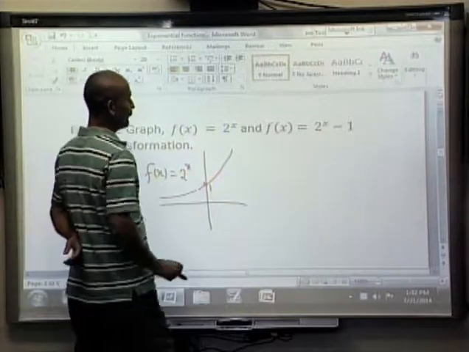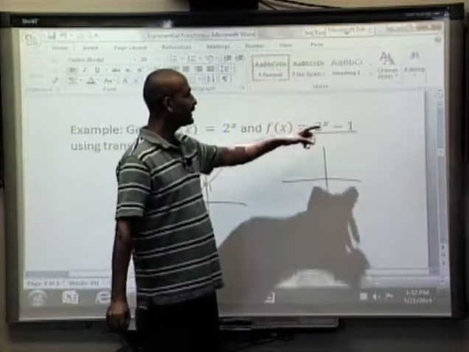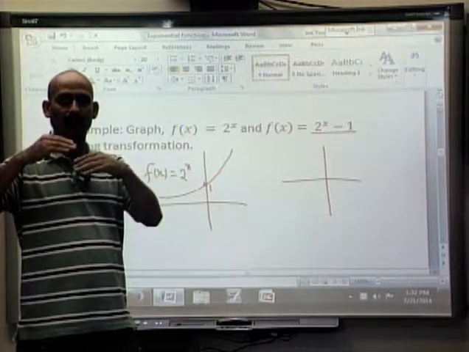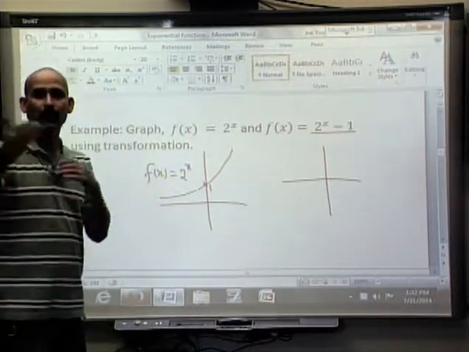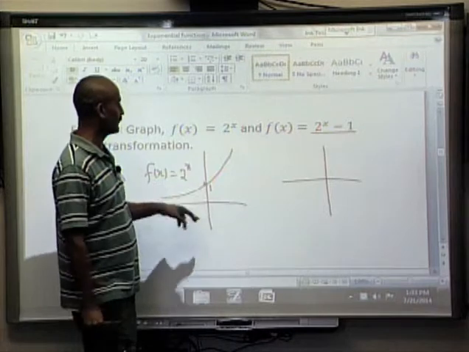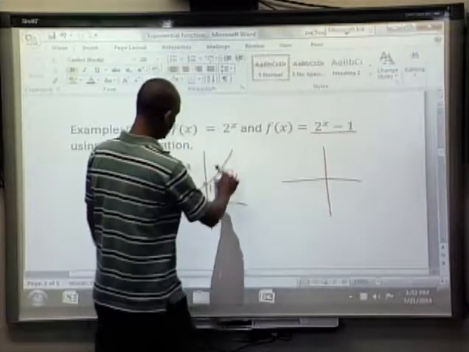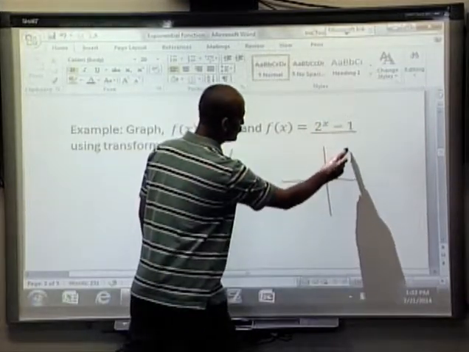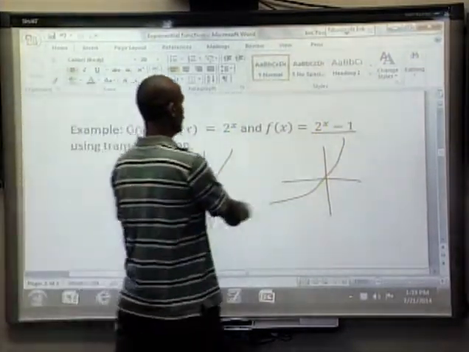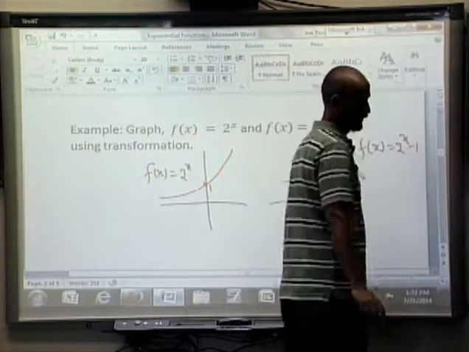If I want to graph 2 to the x minus 1, recall that subtracting a number from a function implies a vertical translation down by that unit. So, right now I am looking at a vertical translation of this function by 1 unit. So, the entire graph will go 1 unit below. So, we will see a graph of this type. So, this is the graph of f of x equal to 2 to the x minus 1.